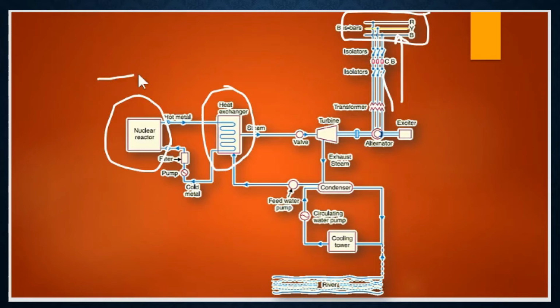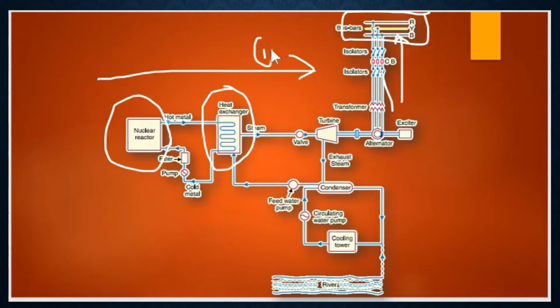So this is one path. One path is from the nuclear reactor to the heat exchanger, from the heat exchanger to the turbine, and from the turbine to the alternator. That means in the nuclear reactor, some fusion reaction will take place. Due to that reaction, an enormous amount of heat is produced, and that heat is carried by the hot metal into the heat exchanger. In the heat exchanger, the water gets heated up and converts into steam, and that steam goes into the turbine and rotates the alternator. This is path number 1.